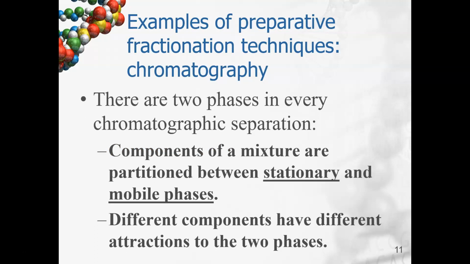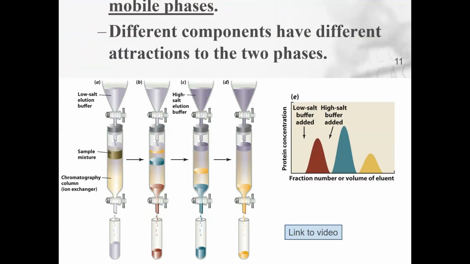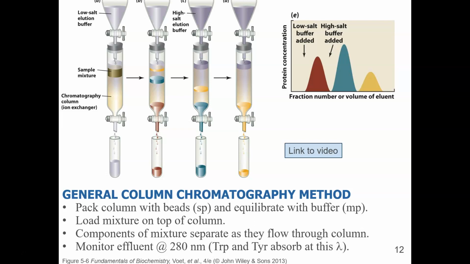So the chromatography experiments that we will do, like all chromatography, every chromatographic separation involves components of a mixture that are partitioned between the stationary phase and the mobile phase. And you as the experimenter need to design your experiment so that the components of your mixture have different attractions to these 2 phases. So if everybody's attracted to the stationary phase, or if everybody's attracted to the mobile phase, you won't accomplish your separation. So in the biochemistry lab, we typically use columns.